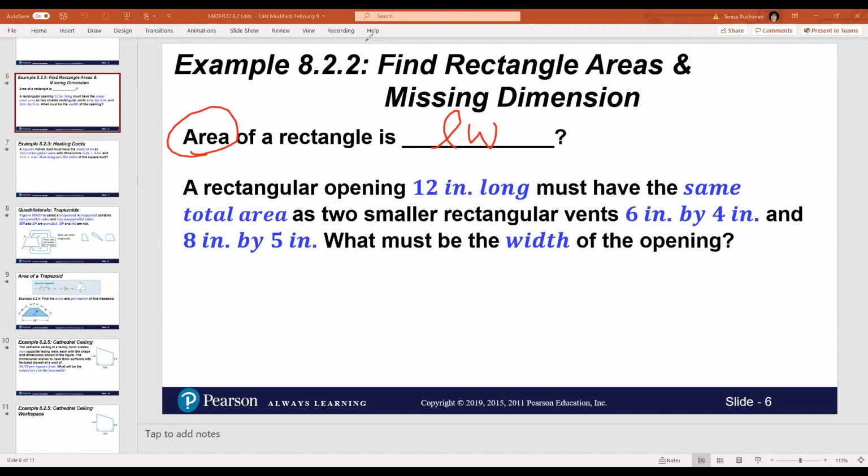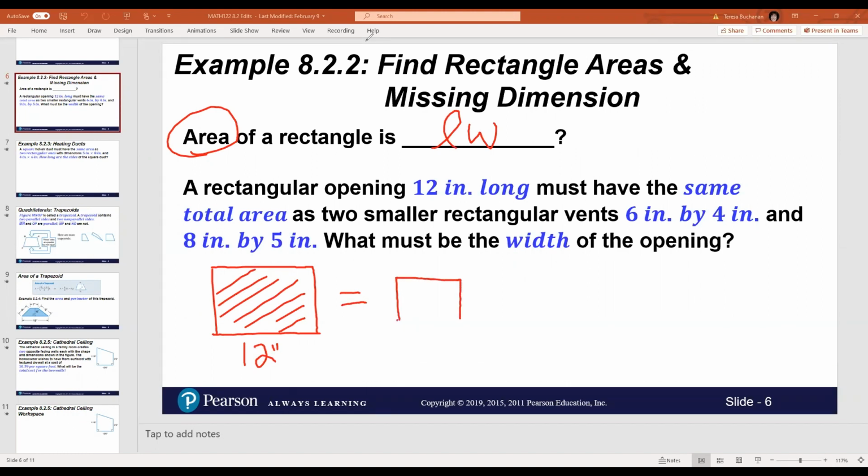And so what I have here is a rectangular opening, always, always, always make a picture, that is 12 inches long. And it has to have the same total area. This area has to be the same total area as 2 smaller rectangular vents. One of those is 6 by 4. And one of those is 8 by 5.